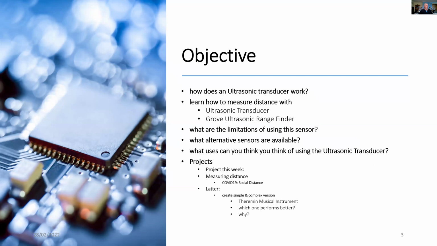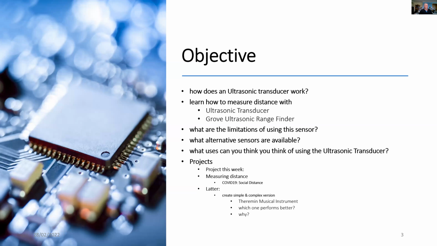So one of the objectives that I've got is to discover what a distance sensor is. And one of the ones I'm using is an ultrasonic transducer. And it also goes by the name of ultrasonic range finder or ultrasonic distance sensor. So how does it work? We'll also be looking at how to use the Grove Ultrasonic Range Finder. And we'll have a look at what the limitations are and are there alternatives available.